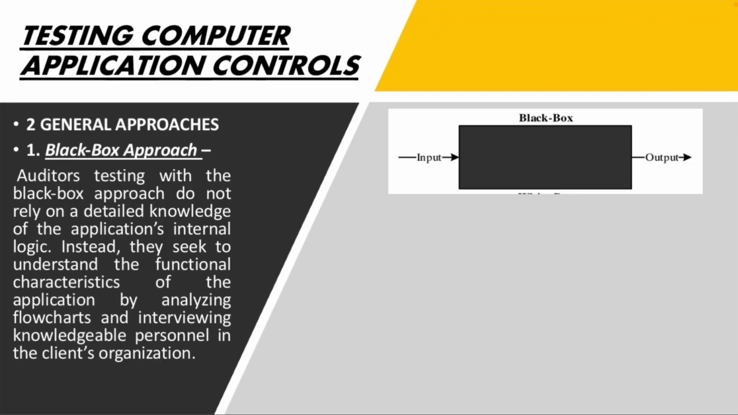Next is testing computer application controls. Now, there are two general approaches for application controls. We have the black box approach and the white box approach. For the black box approach, auditors do not rely on a detailed knowledge of the application's internal logic. Instead, they seek to understand the functional characteristics of the application by analyzing flowcharts and interviewing knowledgeable personnel in the client's organization.